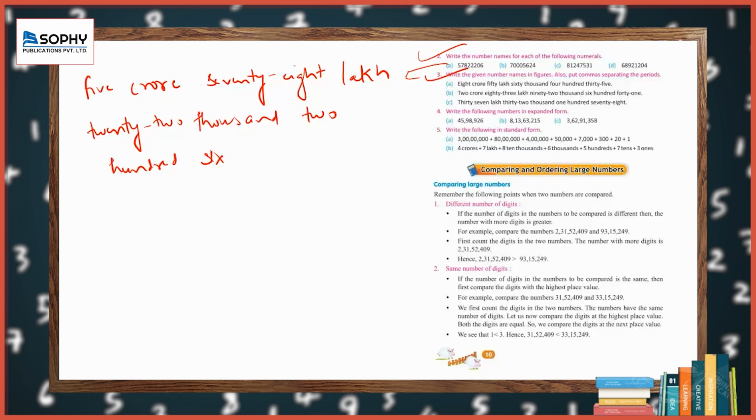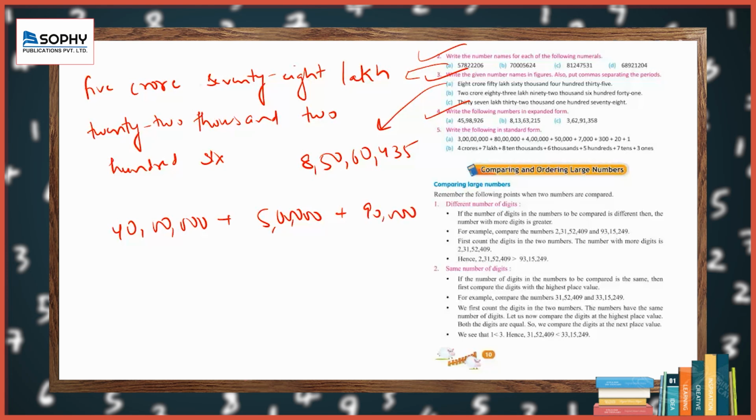In the next one we have to write the given names in figures. So in figures we can write it as 8 crore 50 lakh 60,435. In this one we have to write it in expanded form, students. So how can we write in expanded form? It will be 40 lakh plus 5 lakh plus 90,000 plus 8,000 plus 900 plus 20 plus 6. In the next one we have to write it in standard form. It will be, very good students, that is 3 crore 84 lakh 57,321.